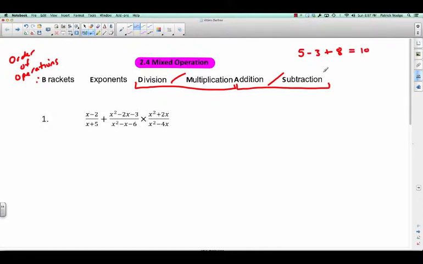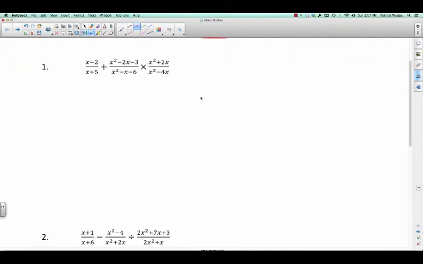Alright, so let's get started. There's only 3 questions, but they're really big questions. So in the first question, we have one rational expression, we're adding another rational expression, and we're multiplying another rational expression. What do we got to do first? We got to multiply. So we're going to do this first. So how do we multiply rational expressions? Well, the first thing we do is we factor numerators and denominators.